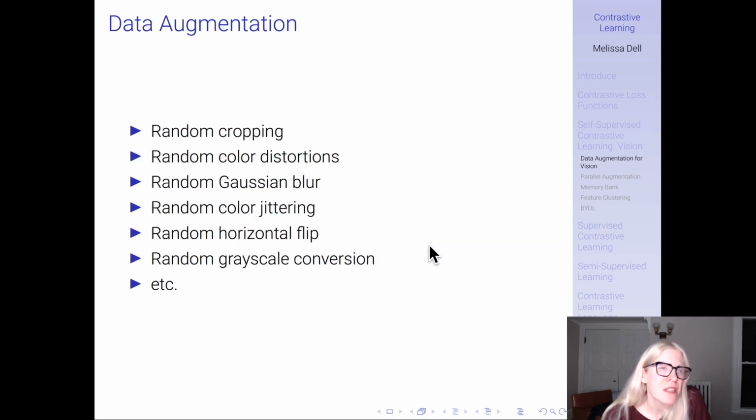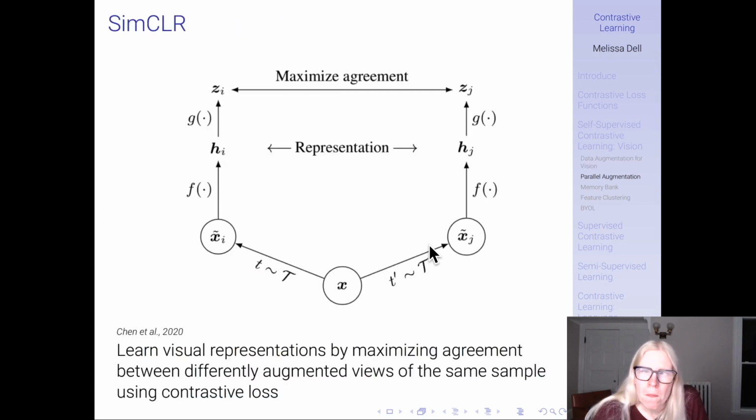There are standard types of data augmentation that are applied in vision applications. Random cropping is particularly central, giving different views of the same image. Then random color distortions, random Gaussian blur, random color jittering, random flipping, random grayscale conversion, and other similar augmentations.